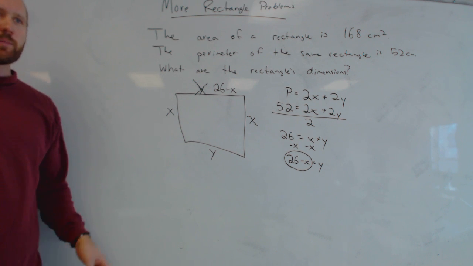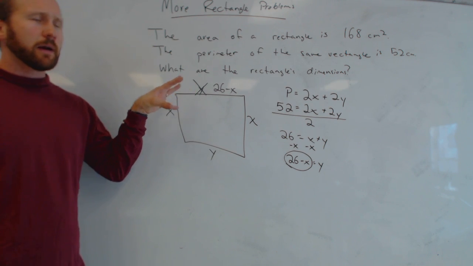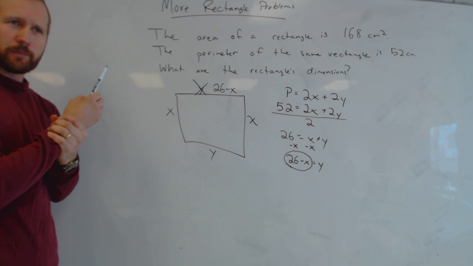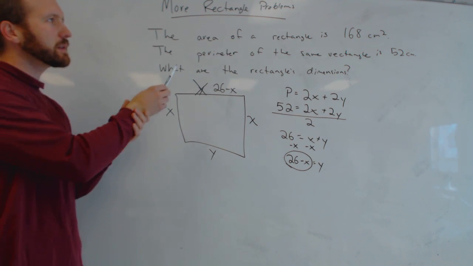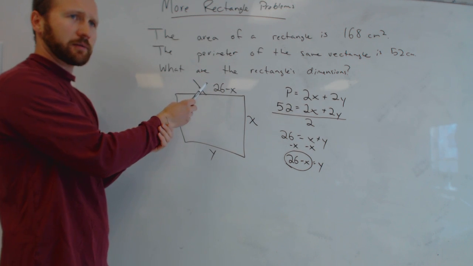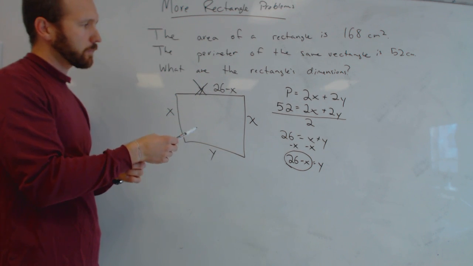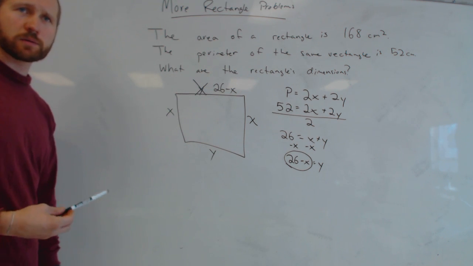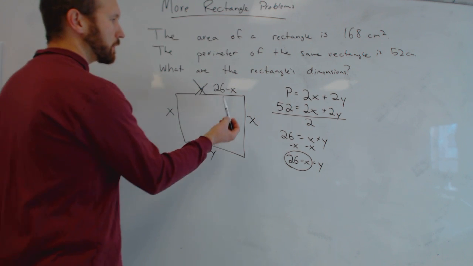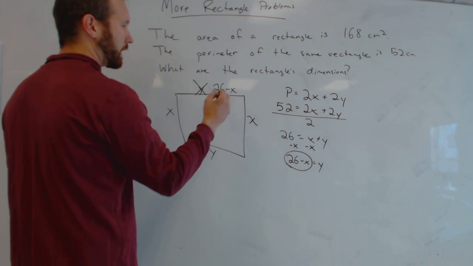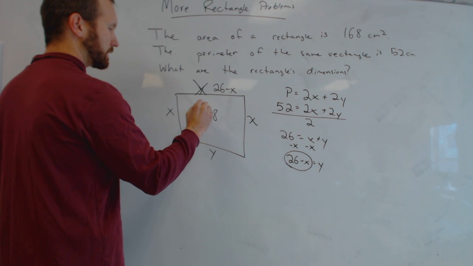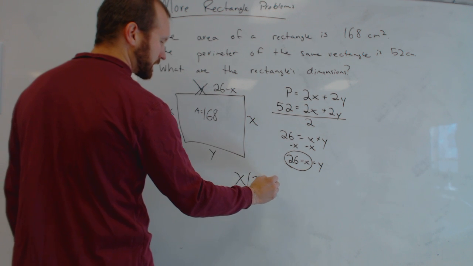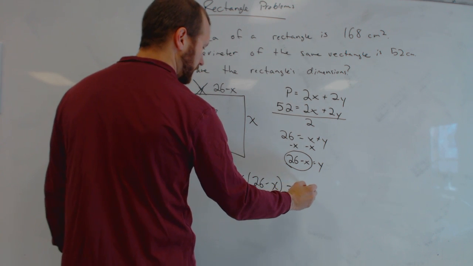You guys see that? So before I do anything else, I have both sides of this rectangle in terms of x. I'm using that perimeter to just figure out what this side of the rectangle is. Okay, now I just go back to the process we were doing before. So the length times the width should equal the area. Remember, my area in this case is 168. So I have x times 26 minus x equals 168.